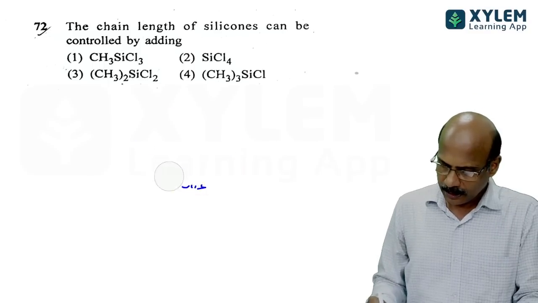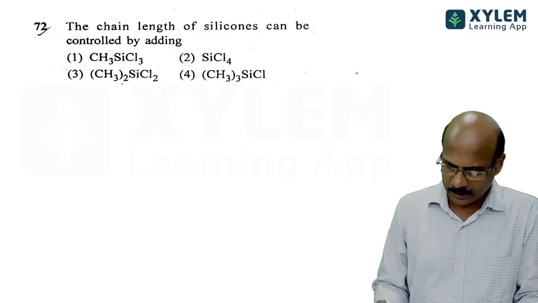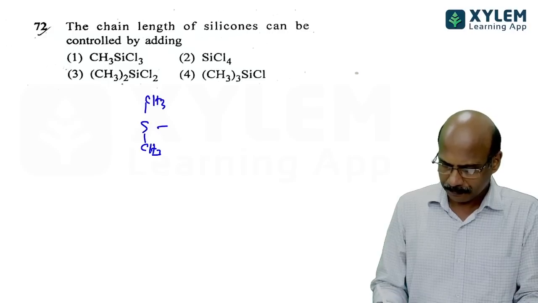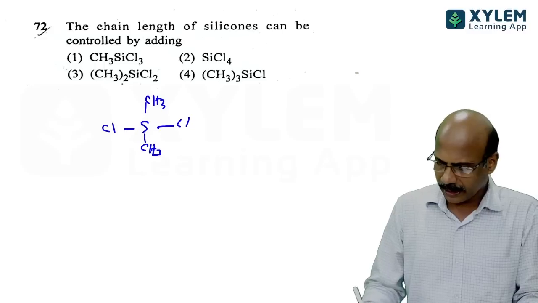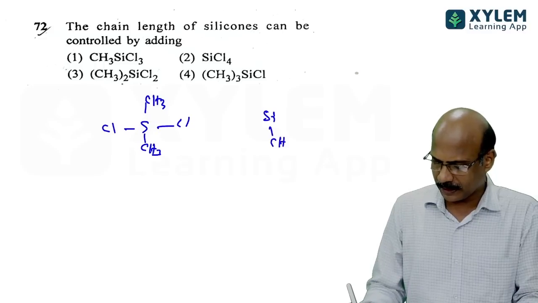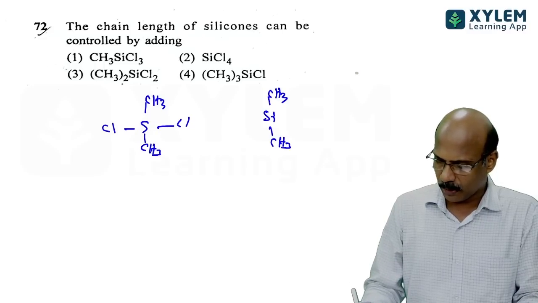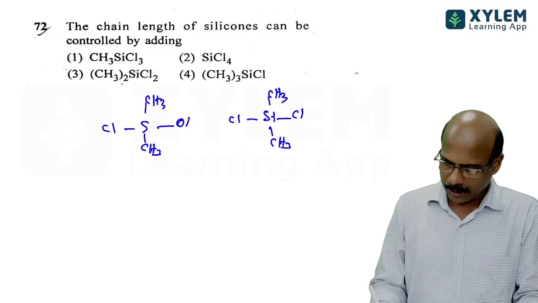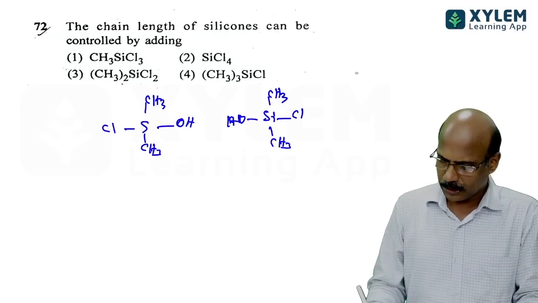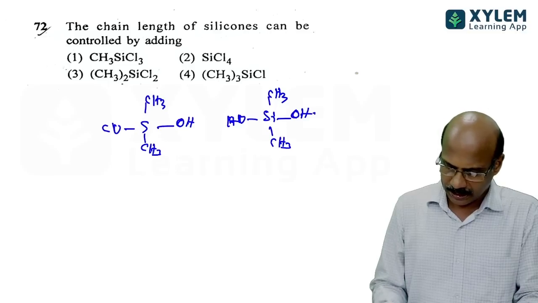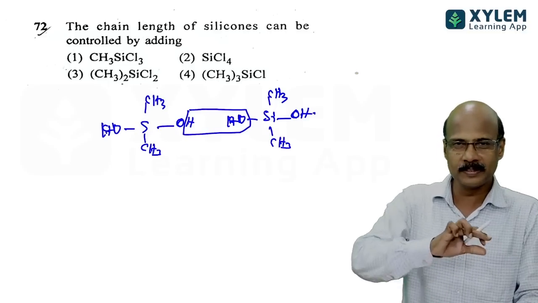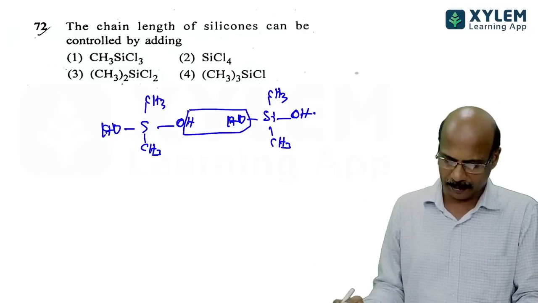If there is dialkyl dichlorosilicate, you will get a linear silicon polymer. When dialkyl dichlorosilicate is hydrolyzed, you will get a linear silicon polymer. On hydrolysis, Cl becomes what? Cl becomes OH and then it will undergo condensation polymerization. This will give rise to a linear polymer.